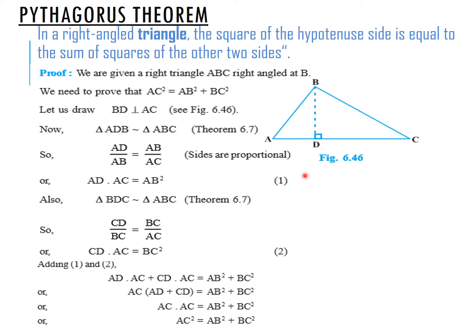In the diagram, AD plus CD is equal to AC. So we can rewrite this as AC. So AC into AC is equal to AC square. So AC square is equal to AB square plus BC square. Hence we can prove the Pythagoras theorem using similarity. This is in the syllabus. It can come in the examination.